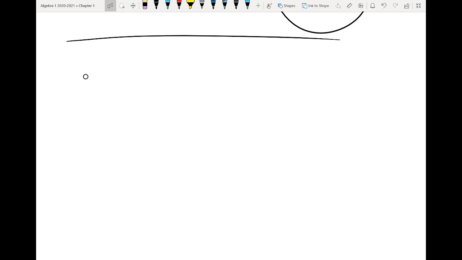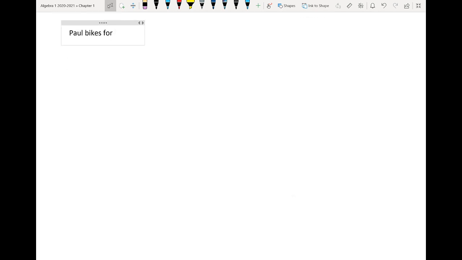We're going to have that Paul bikes for 3 hours to reach his favorite beach. It's probably a good day for that today. He bikes 2 miles per hour faster on the way back. So the trip back takes only 2.5 hours. How fast did he bike going to the beach?